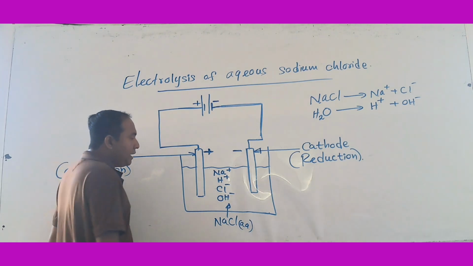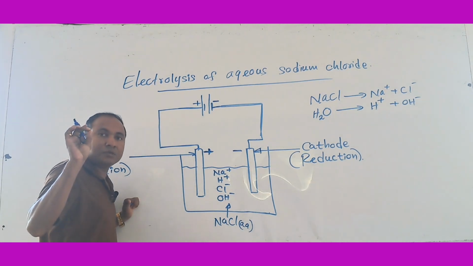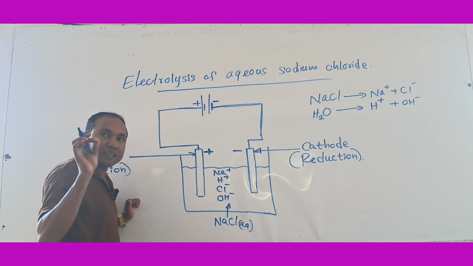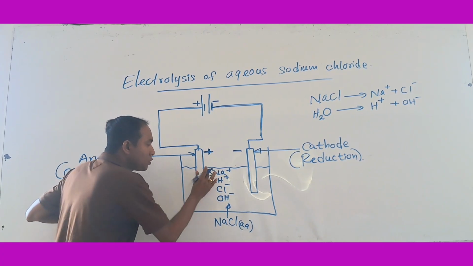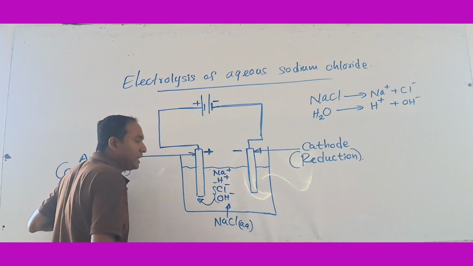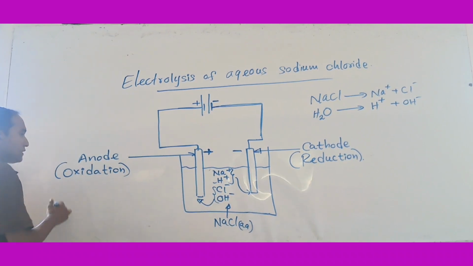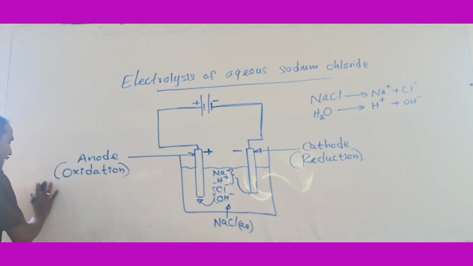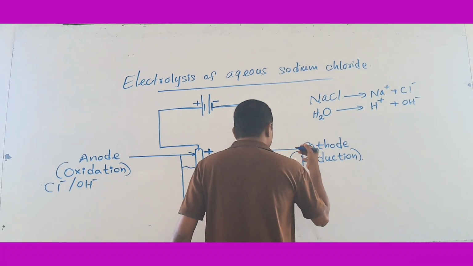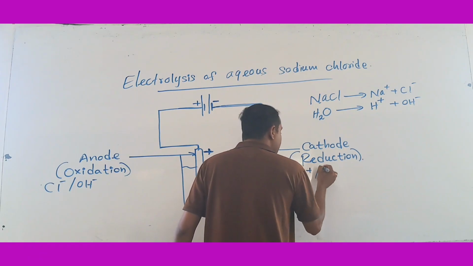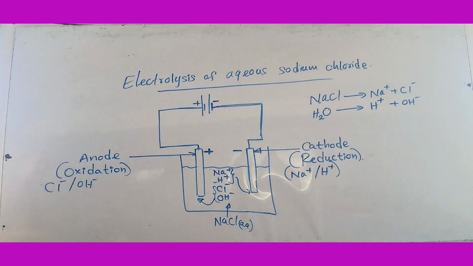Among the sodium, H plus, chloride and hydroxide ions, which ions move towards the positive electrode, and which move towards the negative electrode? Chloride and hydroxide ions move towards the positive electrode. Sodium plus and H plus ions move towards the negative electrode. You must keep this in mind. Then we will learn what the oxidation is and what the reduction is.